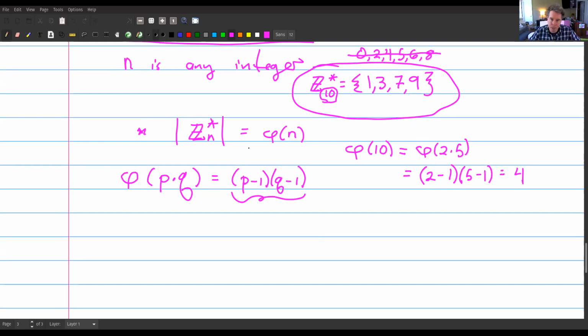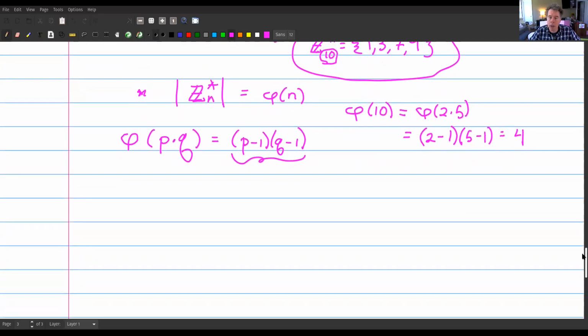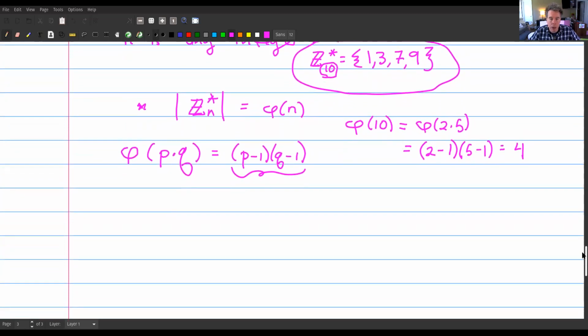And yeah. So it's the number of numbers less than n relatively prime to n. Okay.